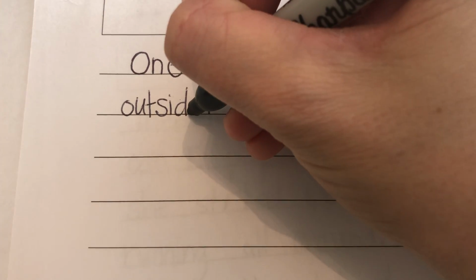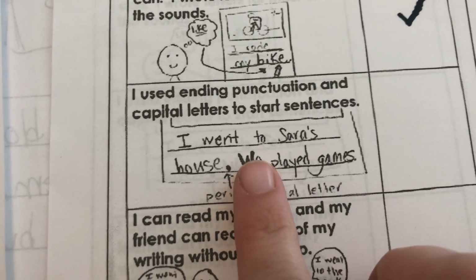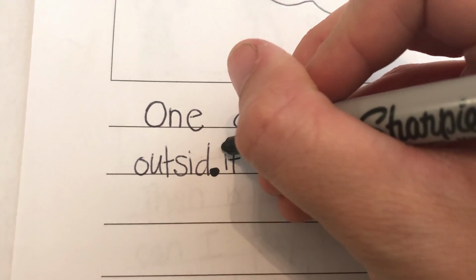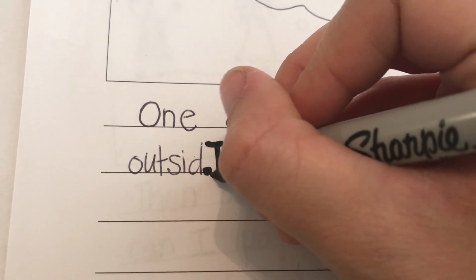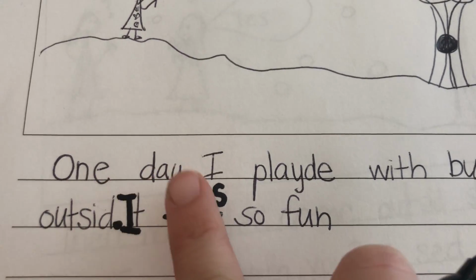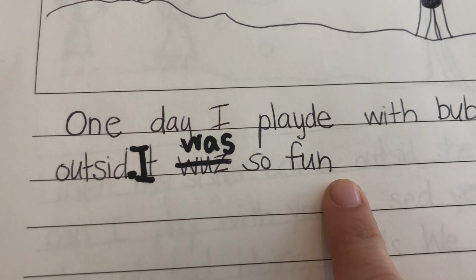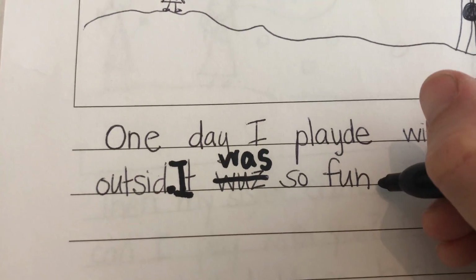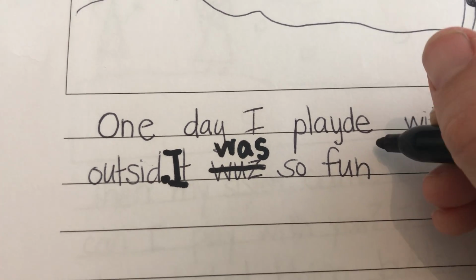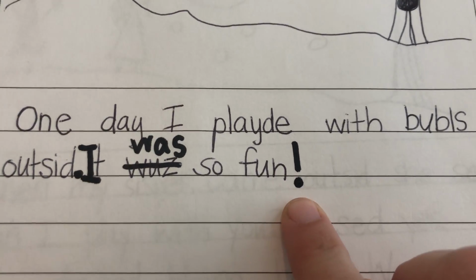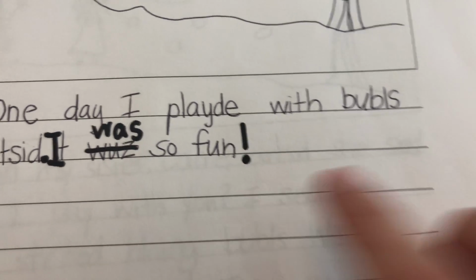So what I'm going to do here is put a period here. And just like here where it says ending punctuation and capital letters, I want to make sure my next letter is capital. So I'm going to turn that lowercase I into an uppercase I, a capital I. I'll read it again. One day I played with bubbles outside. It was so fun. Oh, and I think right here I actually need to put an end punctuation. I sound pretty excited about it when I read it. It was so fun. So I'm going to put that exclamation point instead of a period at the end.